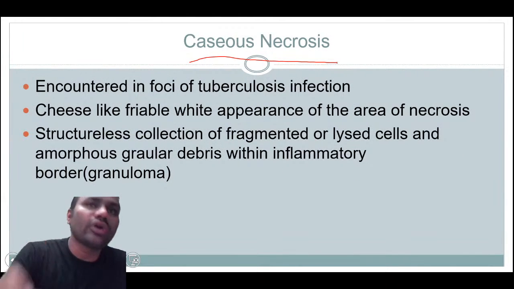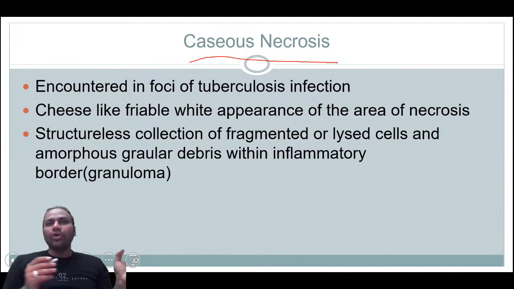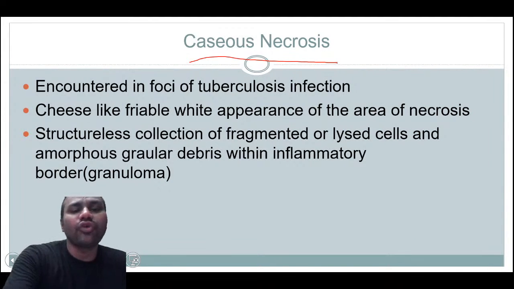Caseous necrosis. Sometimes a very easy question comes: tuberculosis shows which type of necrosis? And we sometimes make a silly mistake, saying coagulative necrosis. Caseous necrosis is the answer. Very simple question, you need to understand. The foci of tuberculosis infection will show caseous necrosis.